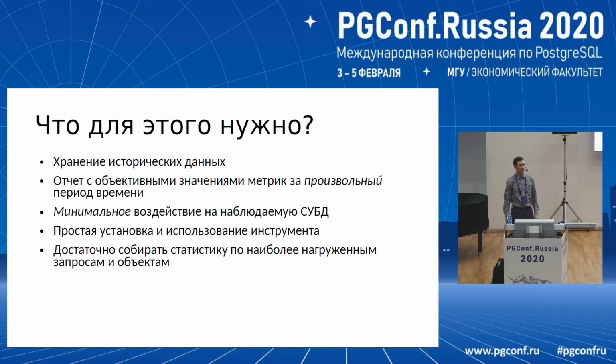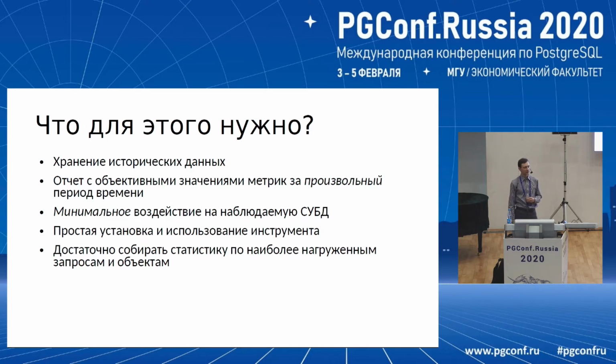What do we need? We need a repository for storage of the historical data, where we will store what happened in the database some time ago. And we should do it in a way that it will not use too much space. And the report with the objective values of the metrics: we would like to collect the report for a certain period of time and to look at what happened, and we would like to see the exact values to be able to compare it with something.